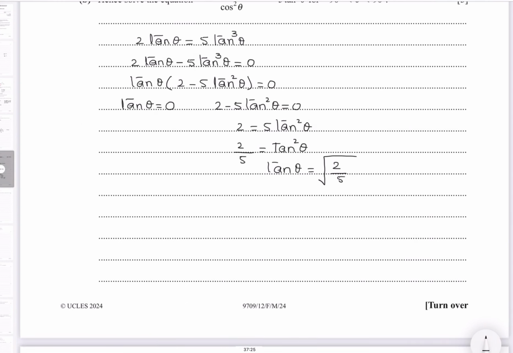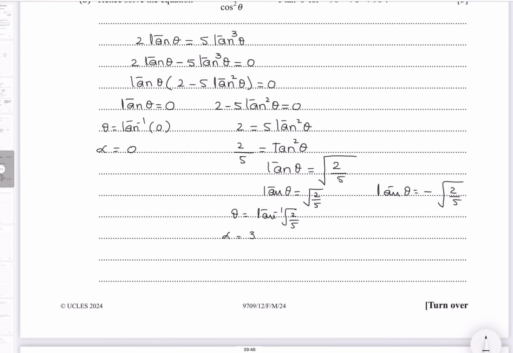So tan theta equals 0 will become theta is equal to tan inverse of 0, which is 0. So your alpha, the basic angle, is 0. And in tan theta equals root of 2 over 5, we have two values, one negative and one positive, because it is a square root. So we can write tan theta equals root of 2 over 5, and tan theta is equal to negative root of 2 over 5. For the positive value, theta equals tan inverse of root of 2 over 5.